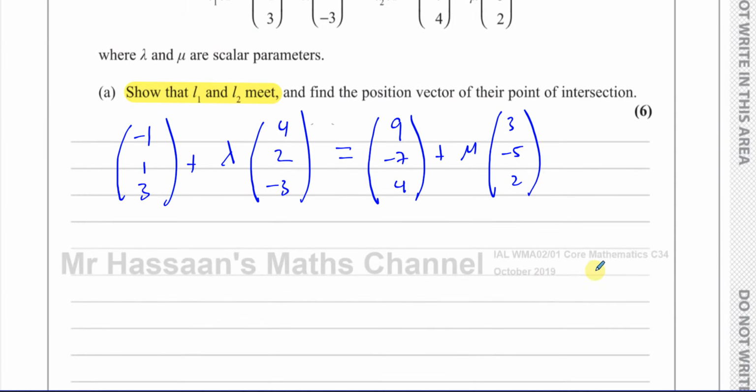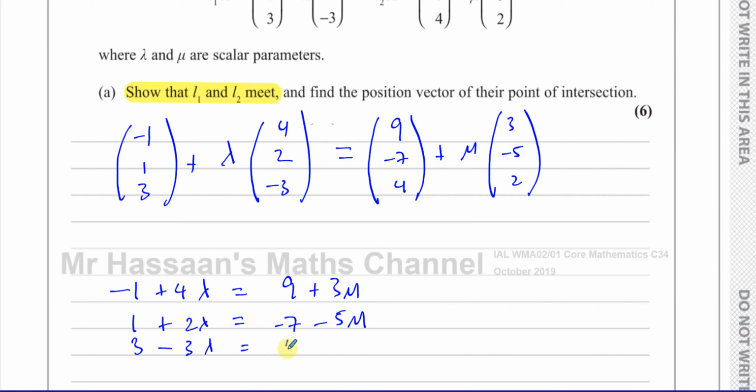So what we can do here is we can say, okay, -1 plus 4 lambda is equal to 9 plus 3 mu. Okay, so that's one equation we can get from this. And we can say 1 plus 2 lambda is equal to -7 minus 5 mu. And the third equation, 3 minus 3 lambda is equal to 4 plus 2 mu.